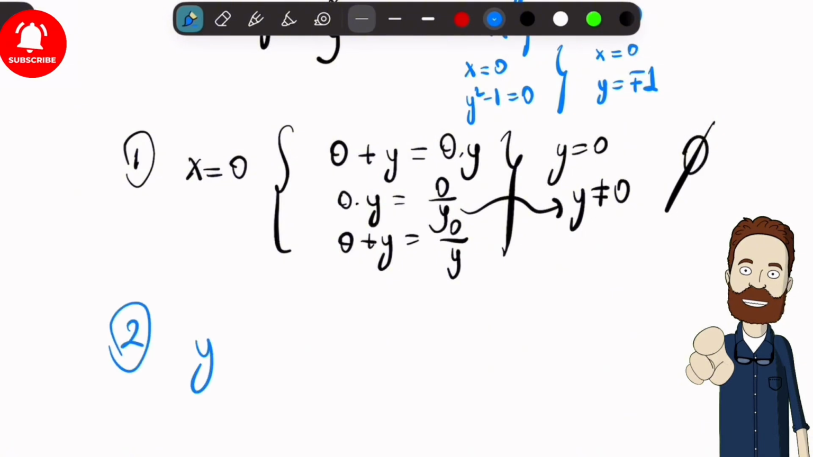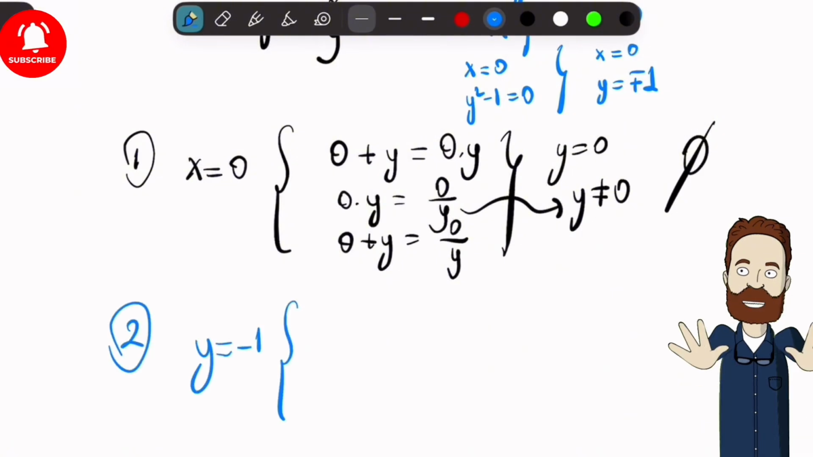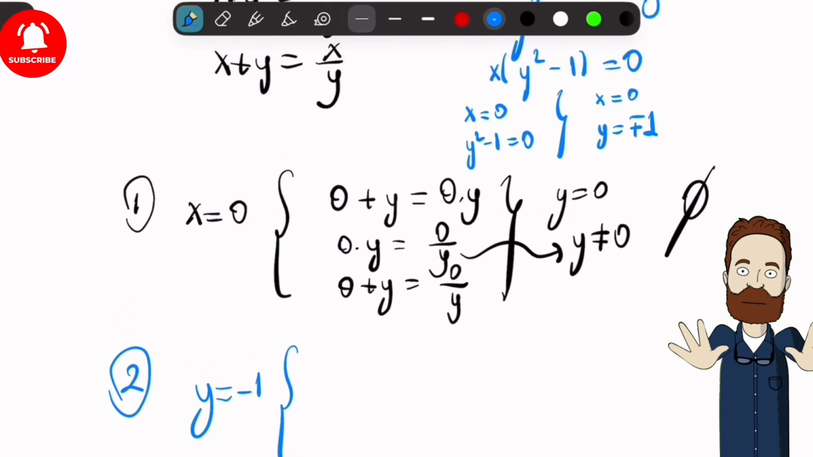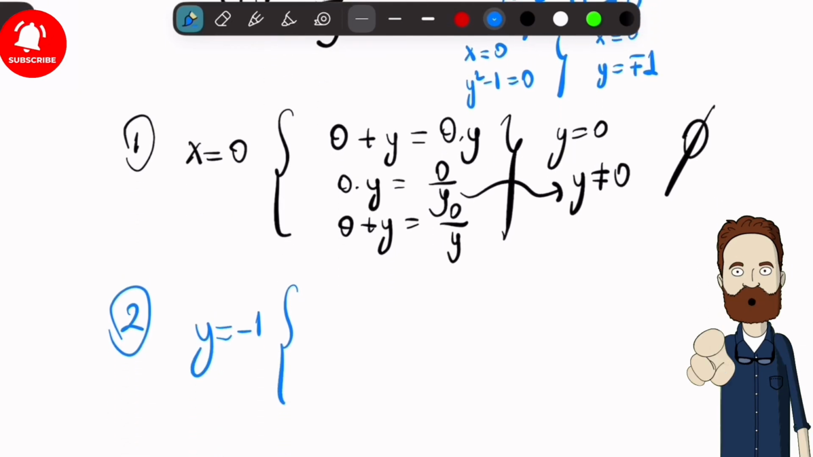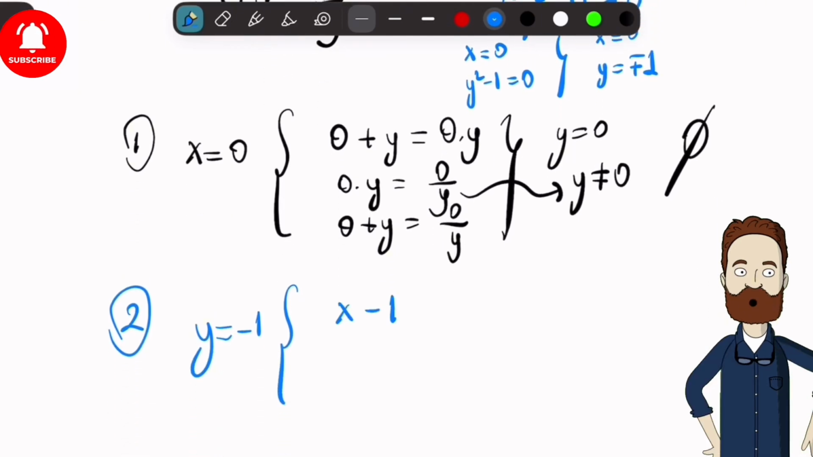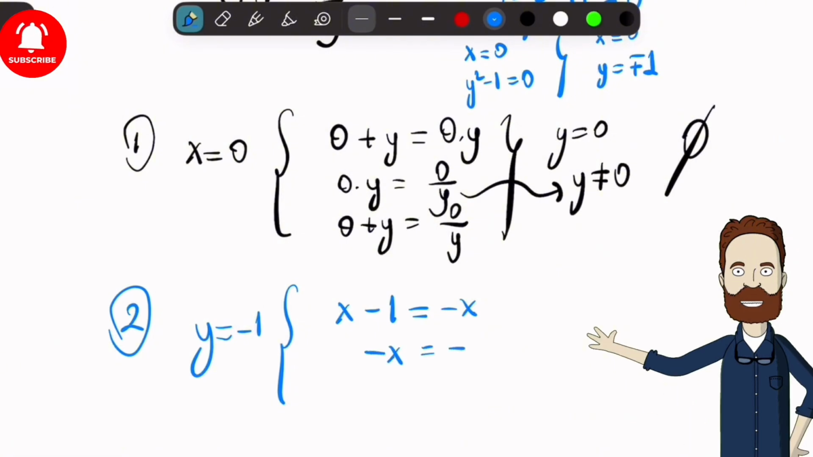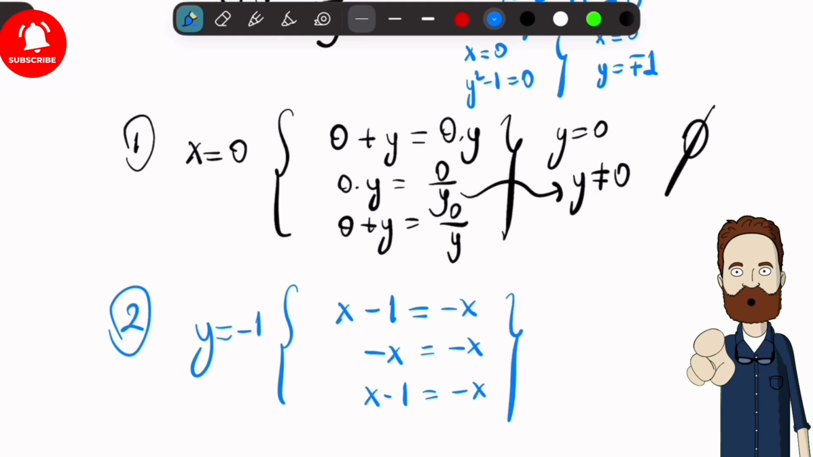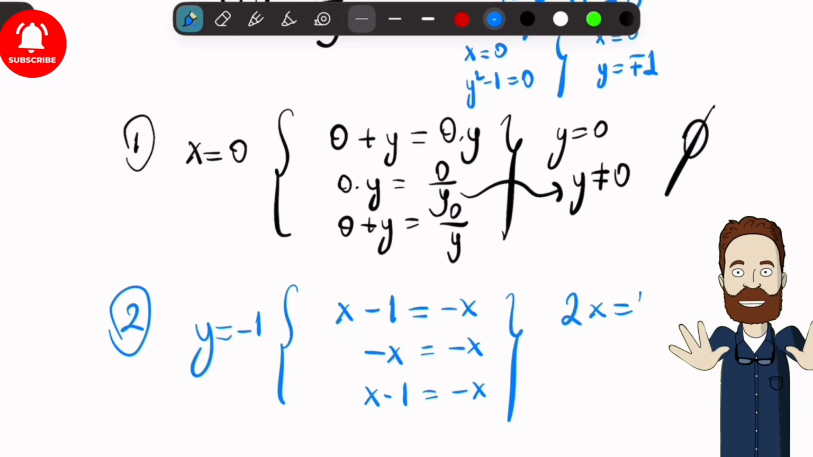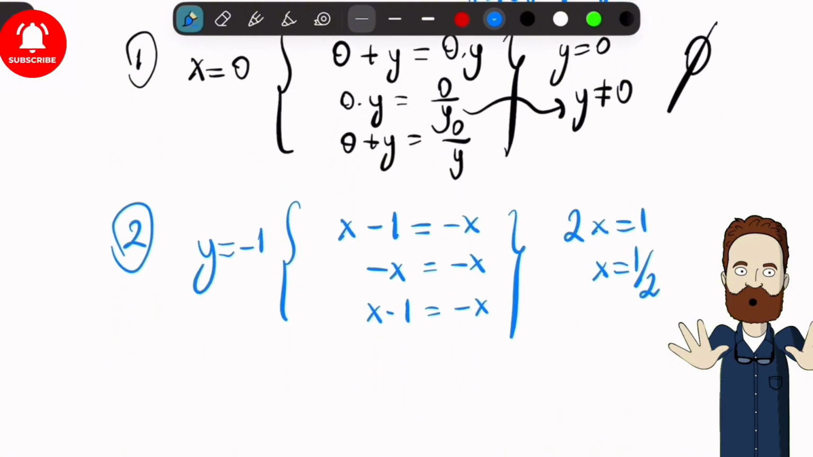What will I focus on this time? I think y is negative 1. As I saw, I can continue by writing negative 1 in the places where I see y. x minus 1 is minus x, minus x is minus x, x minus 1 is x. What will this give me? 2x is equal to 1, and x comes from here: 1 divided by 2.